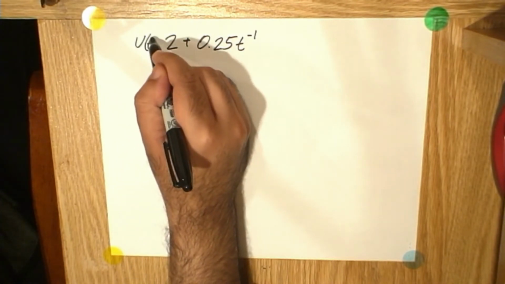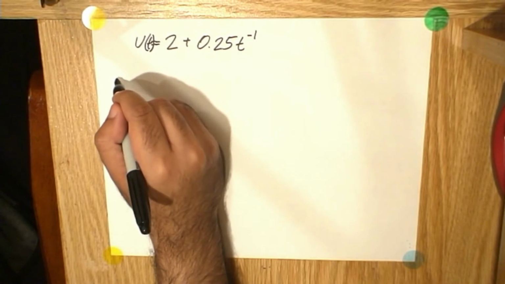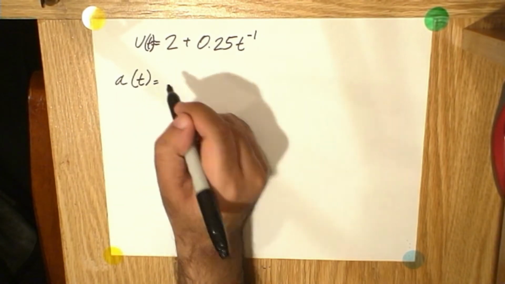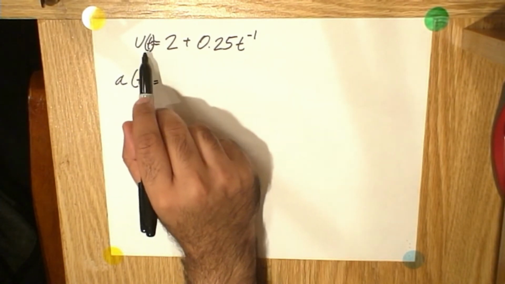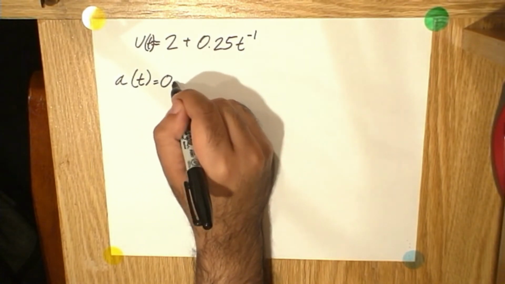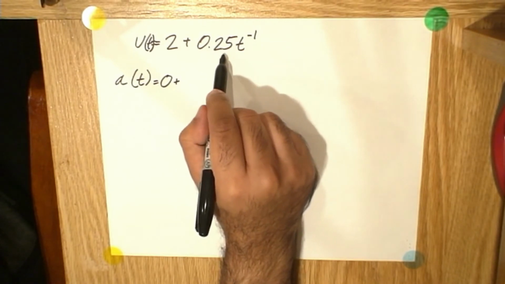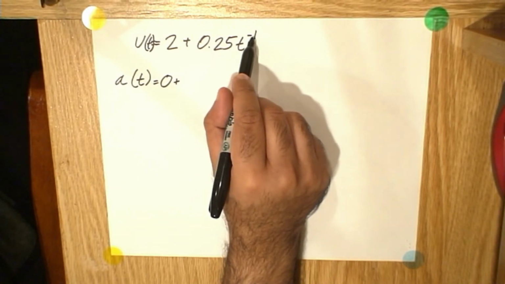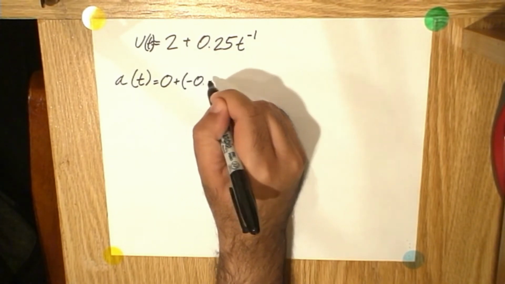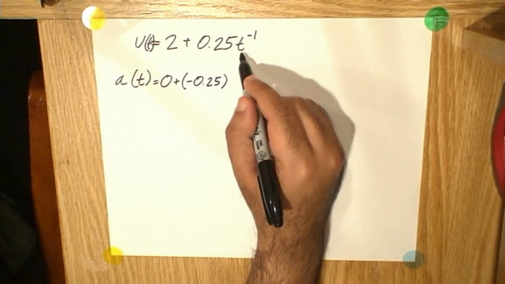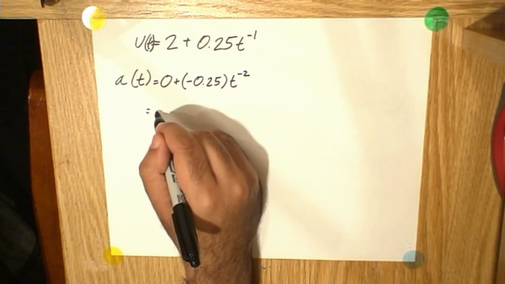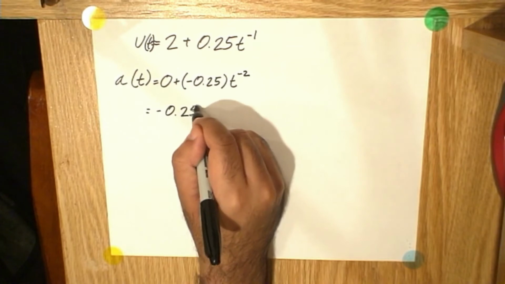So this is v of t. So now let's solve for acceleration with respect to time. The acceleration is the derivative of the velocity. So derivative of 2, that's 0, plus derivative of 0.25 t to the negative 1. So the negative 1 is going to get multiplied by the 0.25. That gives us negative 0.25. And then we drop this exponent by 1, t to the negative 2. So that works out to negative 0.25 t to the negative 2.